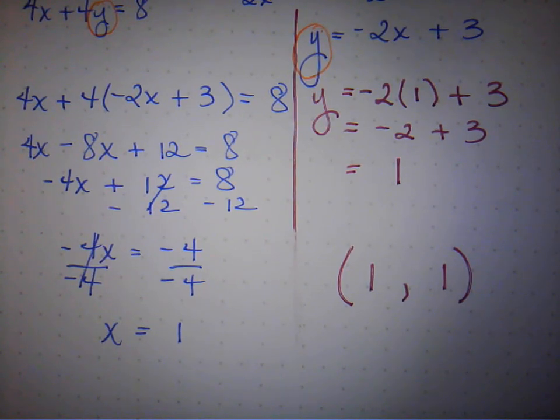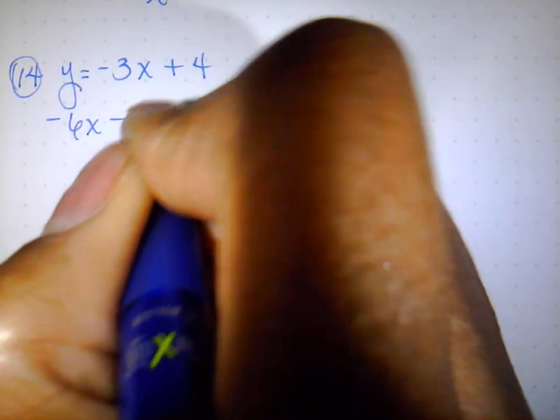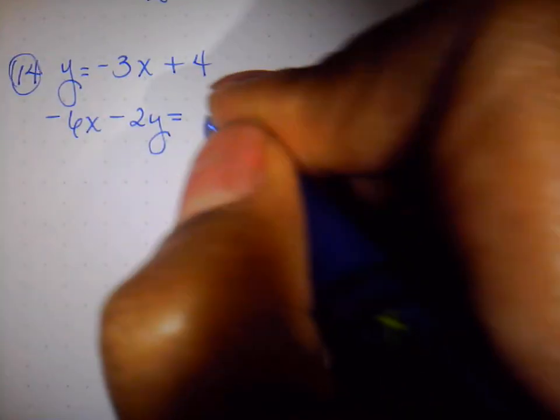So you did negative 2 times 1. All right, 14, y'all, we have y equals negative 3x plus 4. And then negative 6x minus 2y equals what, baby? Thank you.